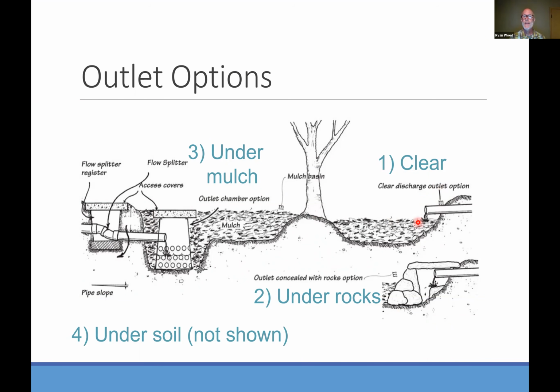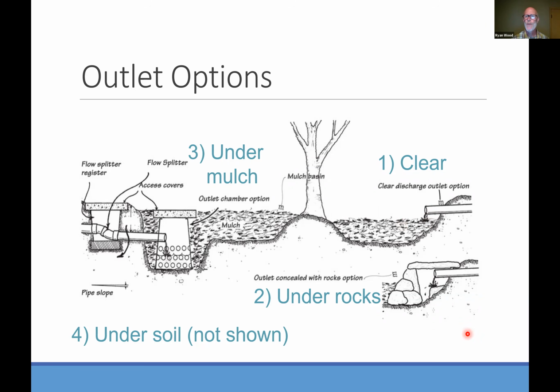So number one, this is clear. That was just like you saw in the photos from the previous image, where that pipe is up above where the basin and the mulch is going to be. That is perfect. If you can achieve that, that's the ideal scenario.